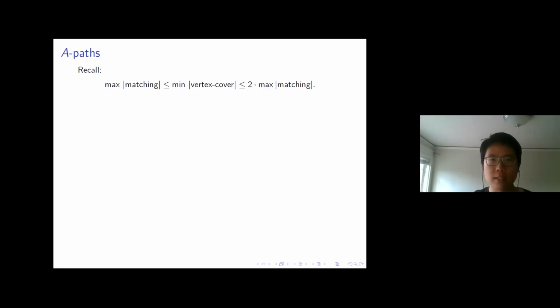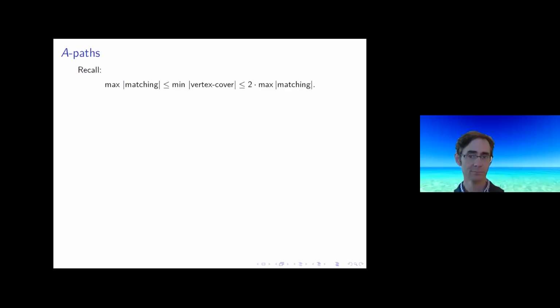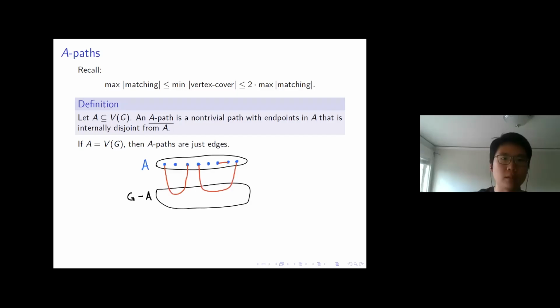And the way we get the second inequality is that you just take some maximal matching, and you take all the vertices that are in the matching. And that is a vertex cover for all the edges. So this is a very easy inequality. Okay, but it turns out that this inequality generalizes in a very nice way to A-paths. So let me define what A-paths are.